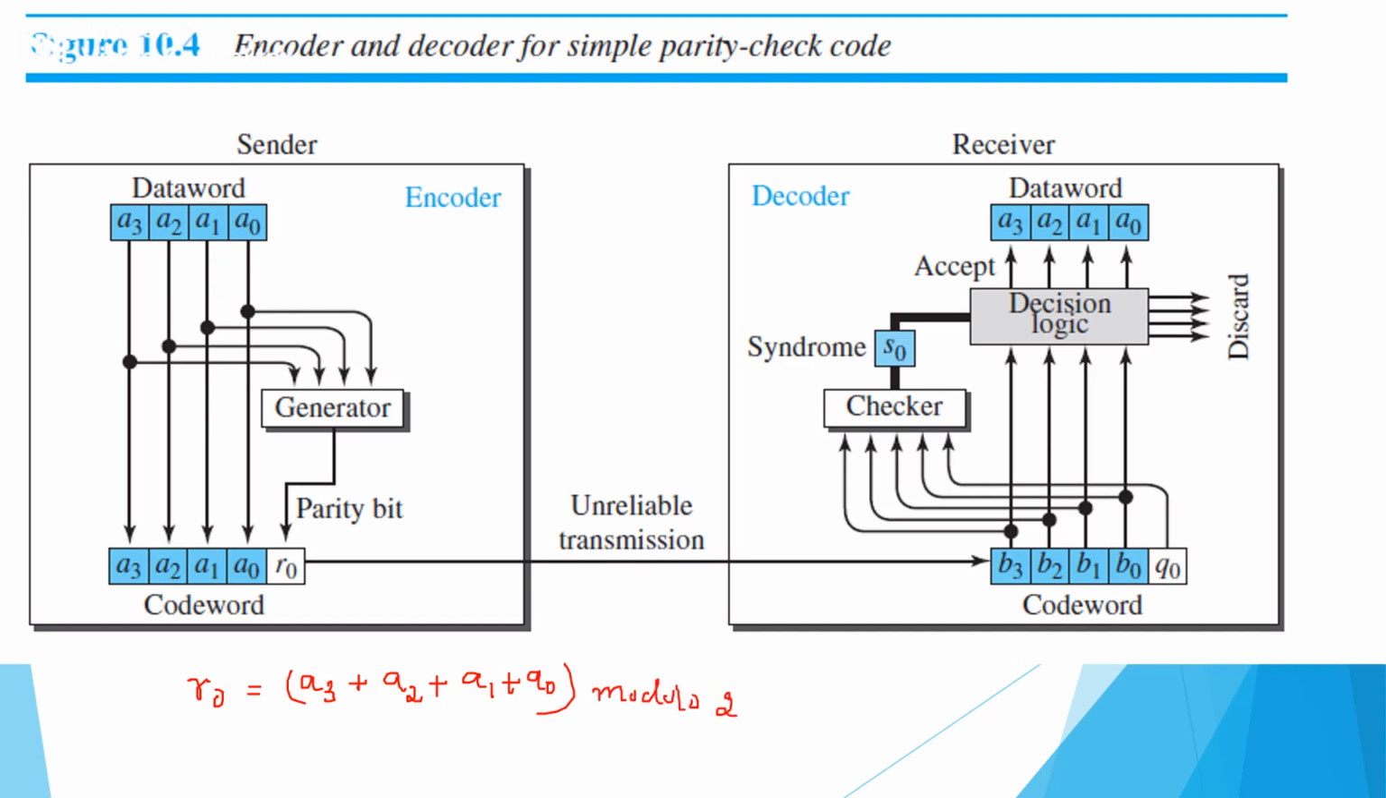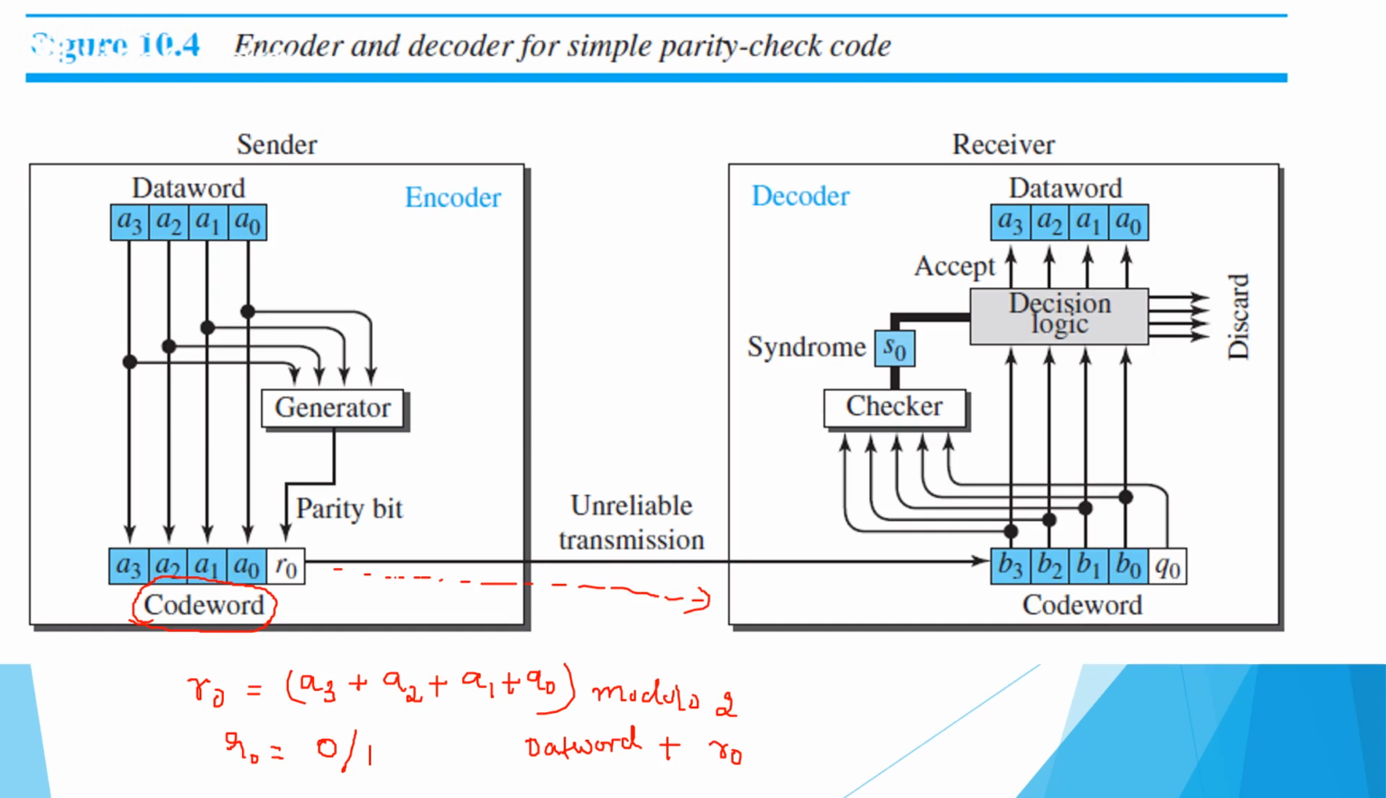So according to that, the value of R0 will be computed. The computed value may be equal to 0 or 1. So now the code word can be generated as data word plus R0. That is nothing but the code word A3, A2, A1, A0 and R0. That respective code word will be transmitted to the receiver side.